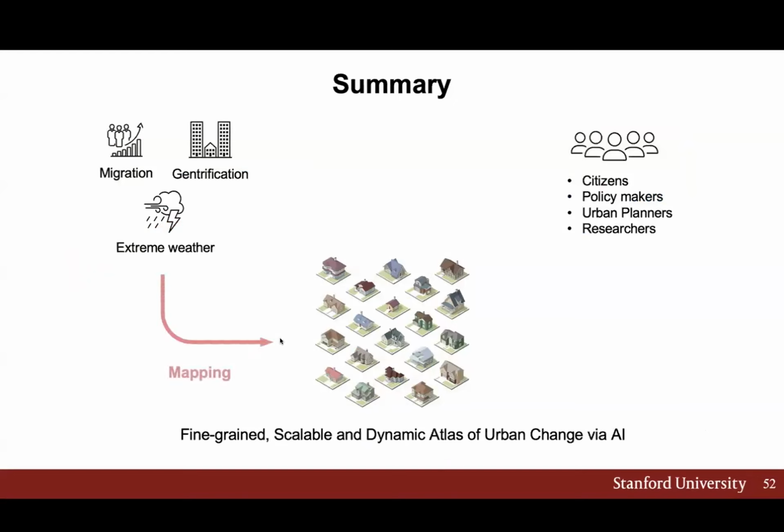This is the summary corresponding to the previous initial slides. With this atlas, we're able to map this change from all the different drivers, inform the stakeholders, and eventually enable a better response to more frequent extreme weather and all the other drivers of urban change.